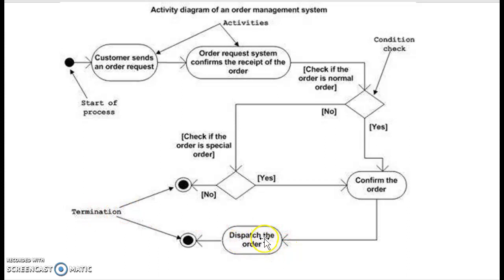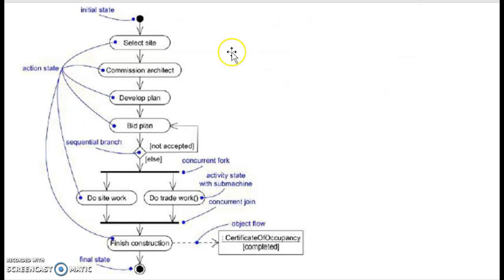Similarly, after dispatching of the order, it goes to termination, that is the acceptance state. This diamond reflects the condition check in this activity diagram. So this is one type of activity diagram. Another one: the initial state is defined, the final state is being defined. Now this is one example of the activity diagram.